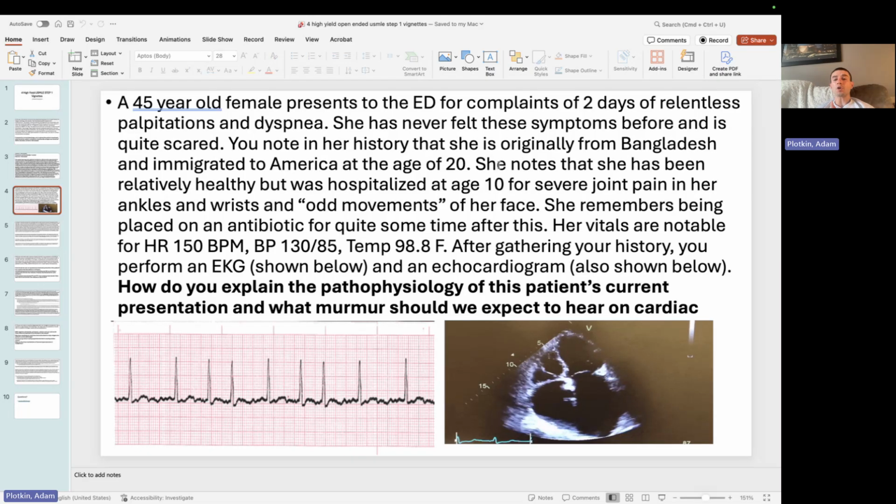We also note, right, she's been relatively healthy, but a while ago, she had a history of joint pain in the ankles and wrists and odd movements in the face, right? So if we think about rheumatic fever, all right, now I'm kind of putting it together. We've got atrial fibrillation, left atrial enlargement. She has this history of joint pain, odd movements in the face. She's from an area where she's maybe not getting the best health care. And then she was placed on an antibiotic for quite some time after this, right? That's enough for me to integrate the material together to think about rheumatic fever.